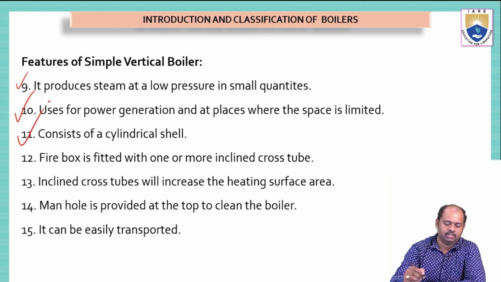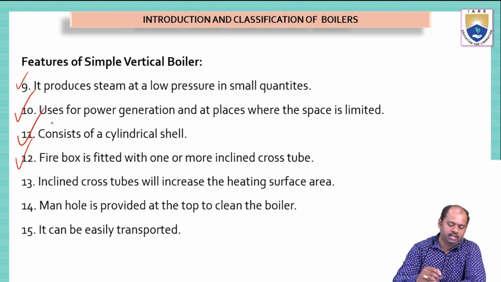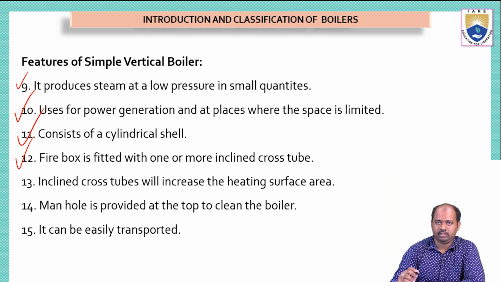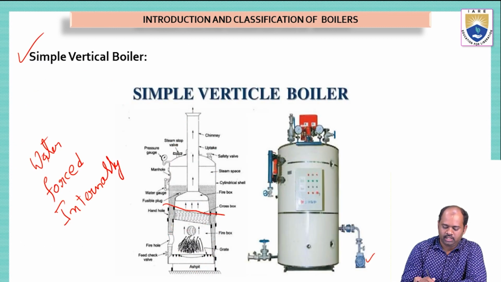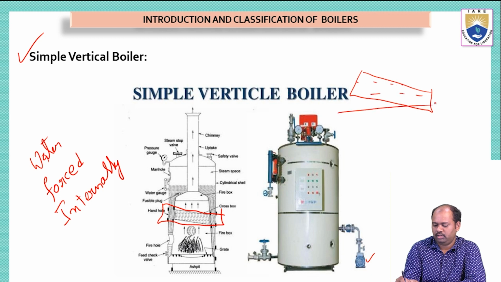And the 11th point is it consists of a cylindrical shell. We know that this is a structure made out of a cylindrical shell inside which we have a water tube, and also we have a place for combustion of the coal. And then it is fitted with one or more inclined cross tubes. Now in the previous slide we said that we will discuss why this boiler's water tube is kept inclined. Now see here, this is inclined, this is not flat, inside which we have water.